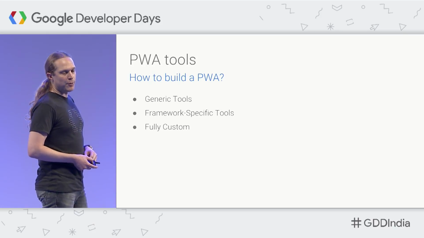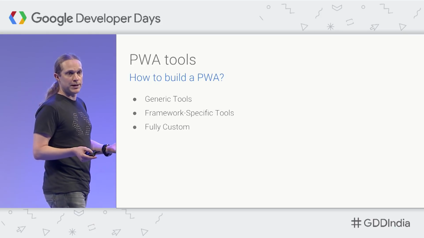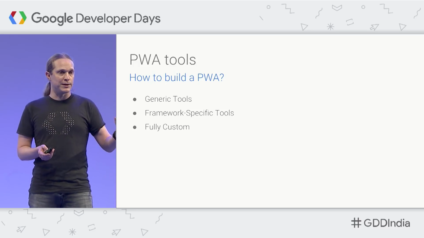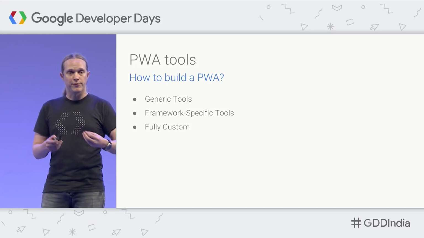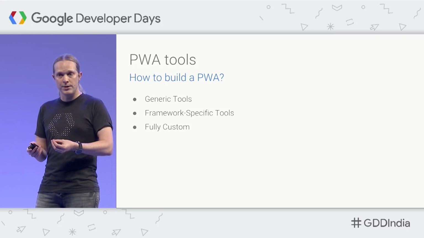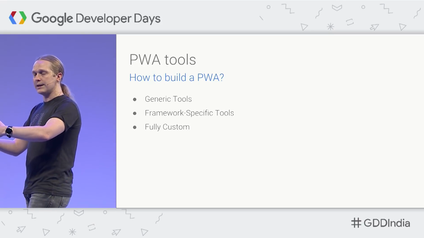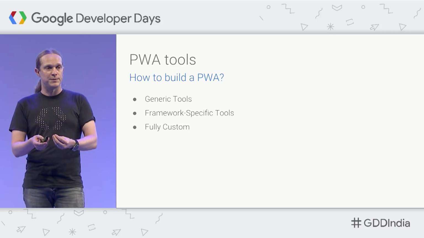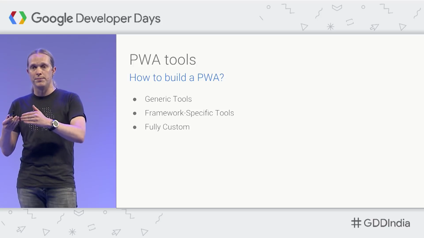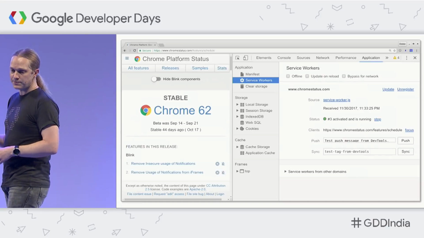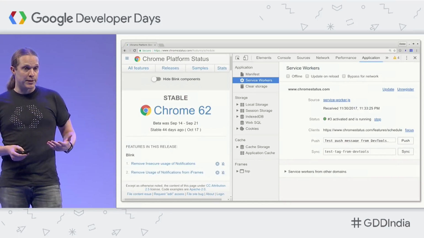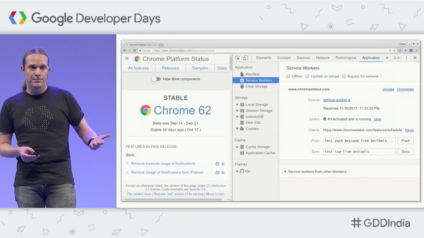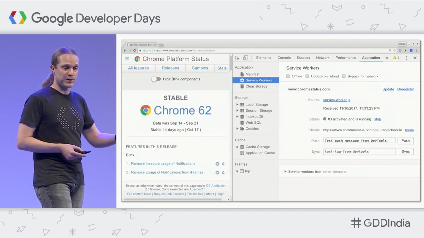OK, I want to split the tools for building a PWA into a couple different categories. Generic tools, which we can apply almost anywhere, some framework-specific tools that I'll show you, and then all the way at the end of this line is once you understand these tools, you start customizing them to be tightly coupled to your own build and application process. If we're talking about generic tools then, the best place to start is with the browser, because you are as close to your user as possible.